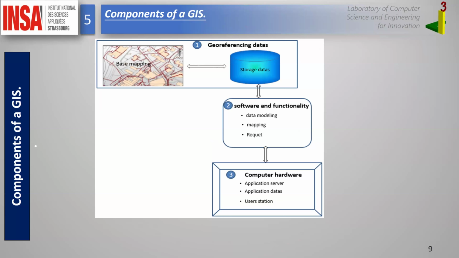In this slide, we present one: georeferencing data. We have bias mapping and storage data. And the number two is software and functionality. The software and functionality are composite data modeling, mapping, and records. And the third is computer hardware. The computer hardware is composed of an application server, application data, and user station.